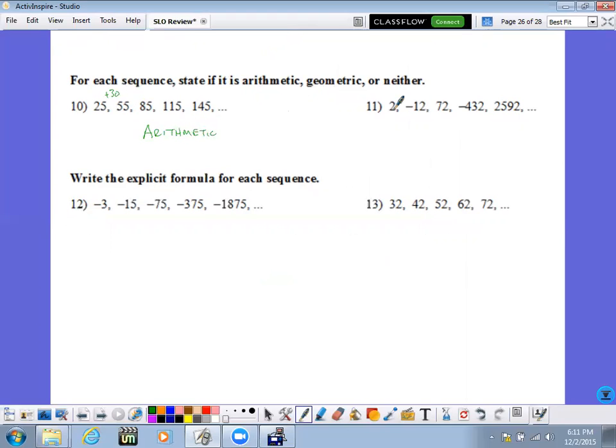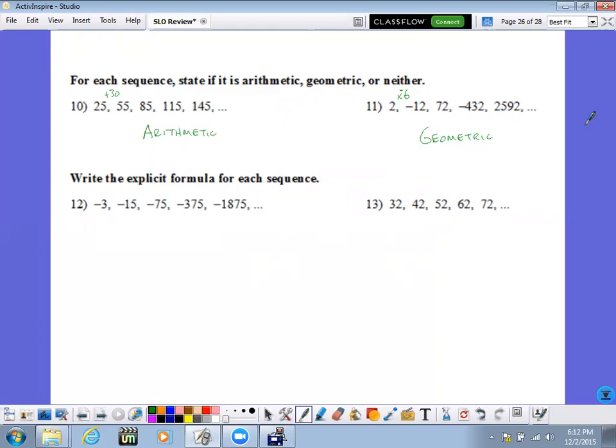If it's geometric, you're multiplying by the same amount. Anytime you see that oscillation, positive to negative, more than likely it's going to be geometric. In this case, it is, because we're times -6 every single time.